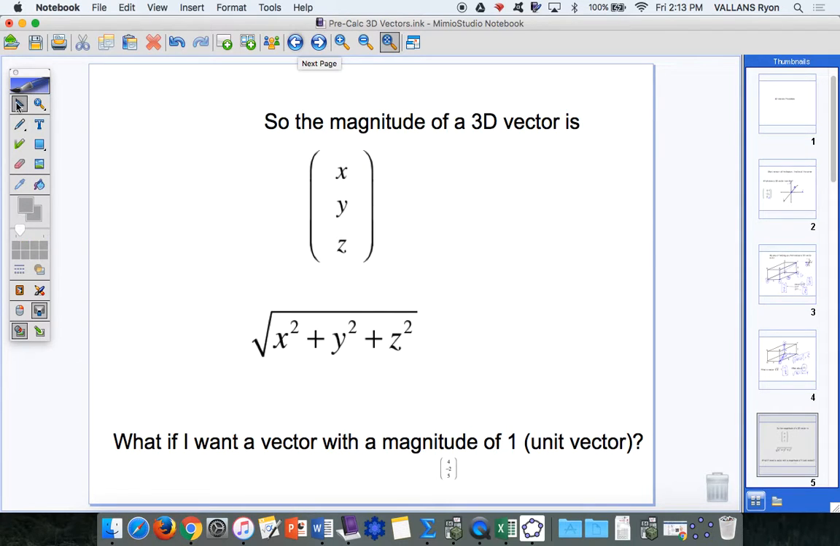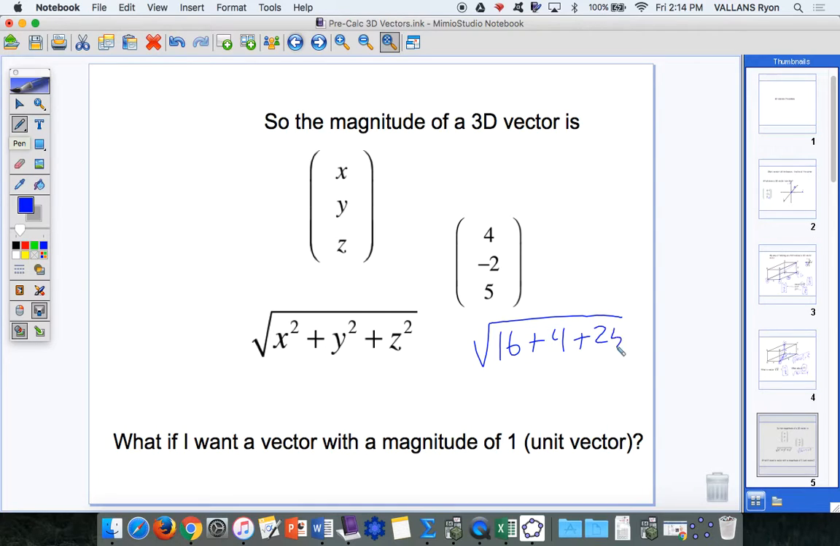So if I gave you this vector again, and I asked you what's the magnitude of that, what would it be? Well, it would be the square root of 16 plus 4 plus 25. In other words, the square root of 45.